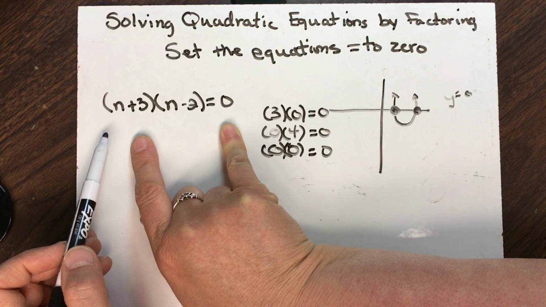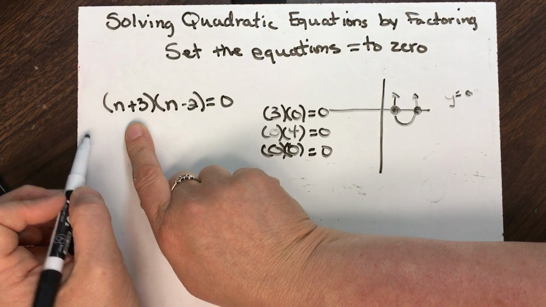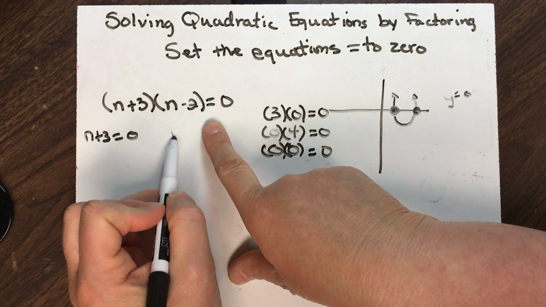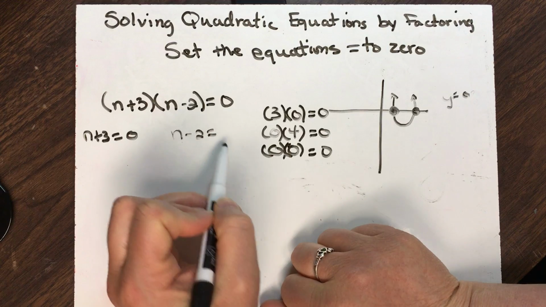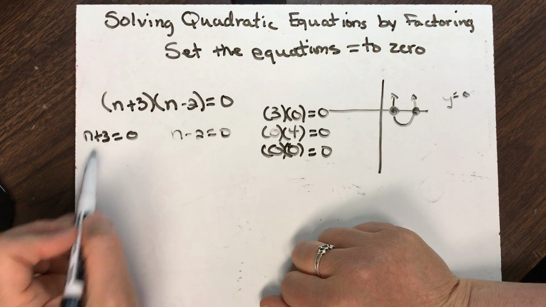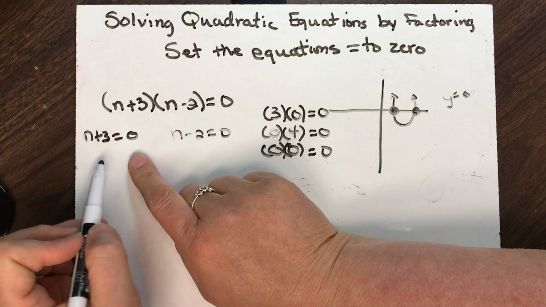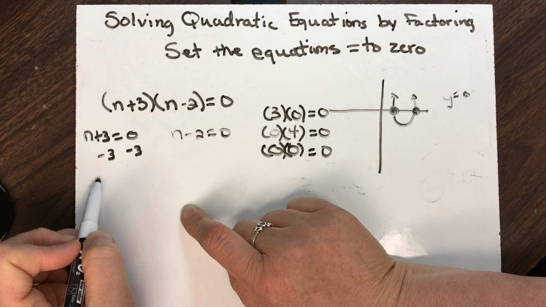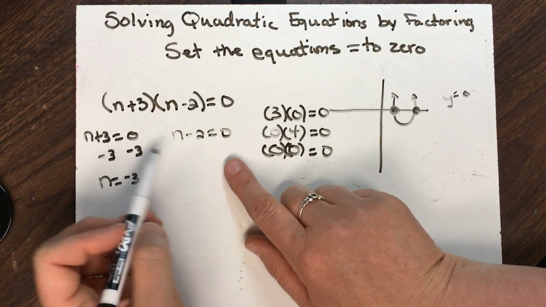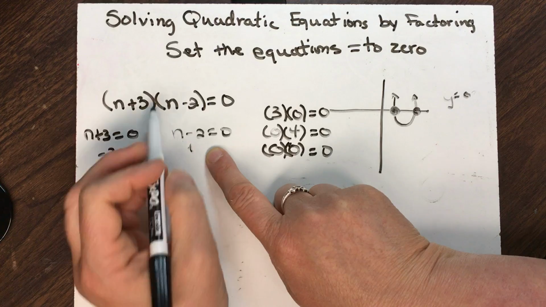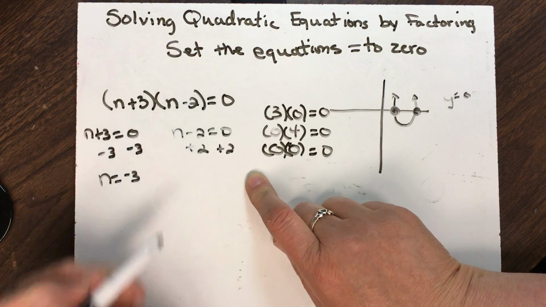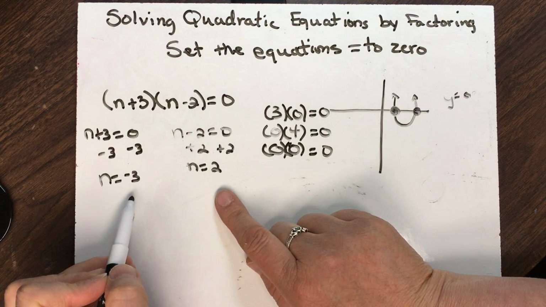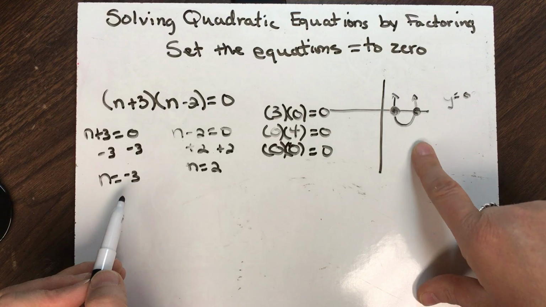So we're going to set up two separate equations. We're going to take this first thing that's multiplied and set it equal to 0. And then we're going to come back and take the second thing we have multiplied and set it equal to 0. And then we're going to just work them through like we would a normal equation. So subtract 3, whatever I do to one side, I have to do to the other. So n equals -3. Do the opposite. Add 2, whatever I do to one side, I have to do to the other. So n equals 2. So here's my answers for this kind of situation.